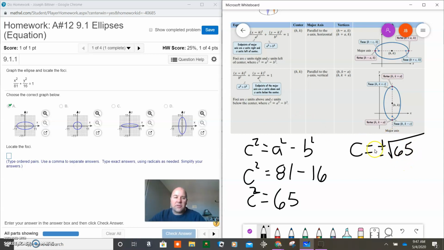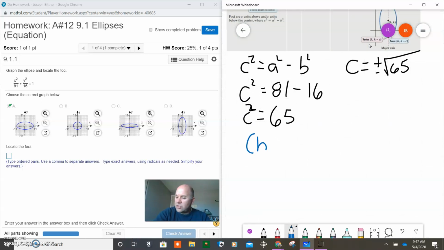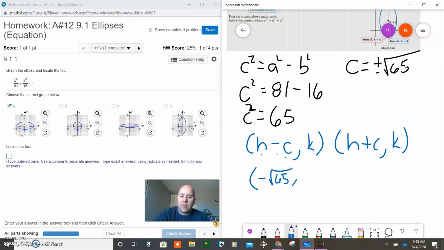All right, so looking at this here, how do we write the foci out? Well, the foci, I'm going to move this up just a little bit. If you remember what it said there at the top, it said (h minus c, k) and (h plus c, k). The nice thing again about this one is the h and the k values are zeros. This is the c value. So in this case, it's going to be 0 minus the square root of 65. This one's going to be negative square root of 65, 0. This one's going to be positive square root of 65, 0. And that's the solution there.